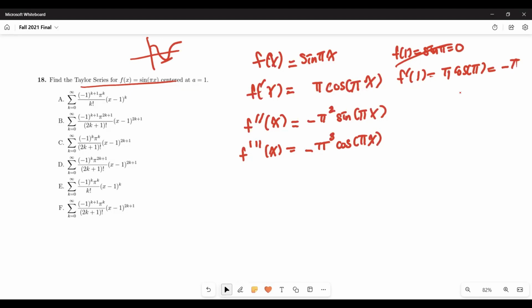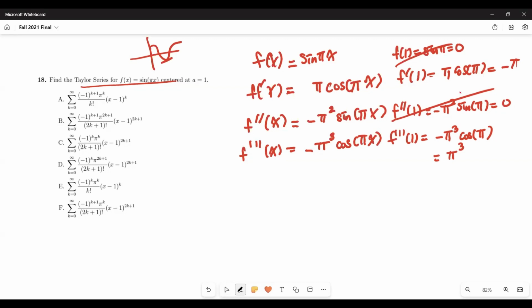And then f double prime of 1 becomes negative pi squared sine pi, which is 0, so that also goes away. So f triple prime of 1 becomes negative pi cubed cosine of pi, which is negative, negative, so positive pi cubed. Okay, so when you write the Taylor series expansion, you write the first term, second term, and the third term, and so on.